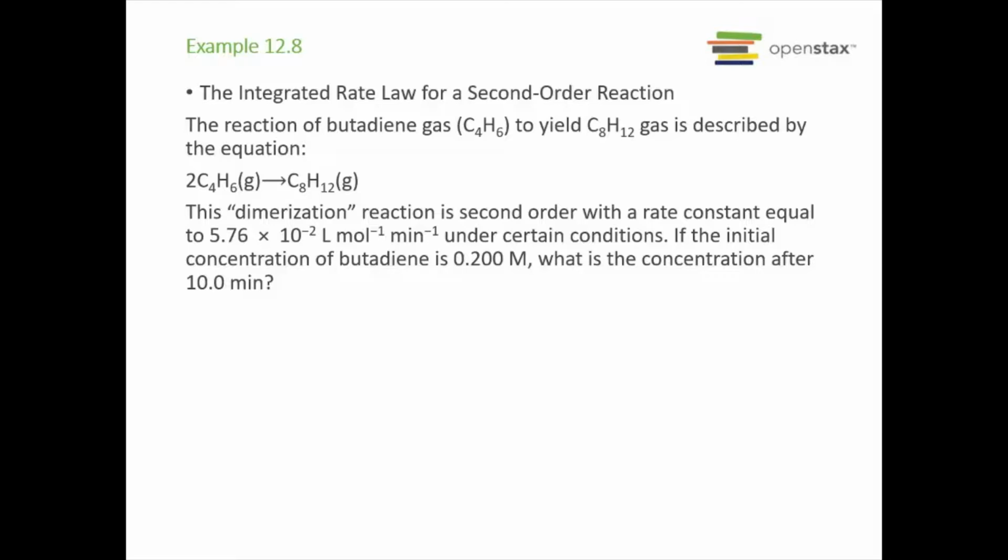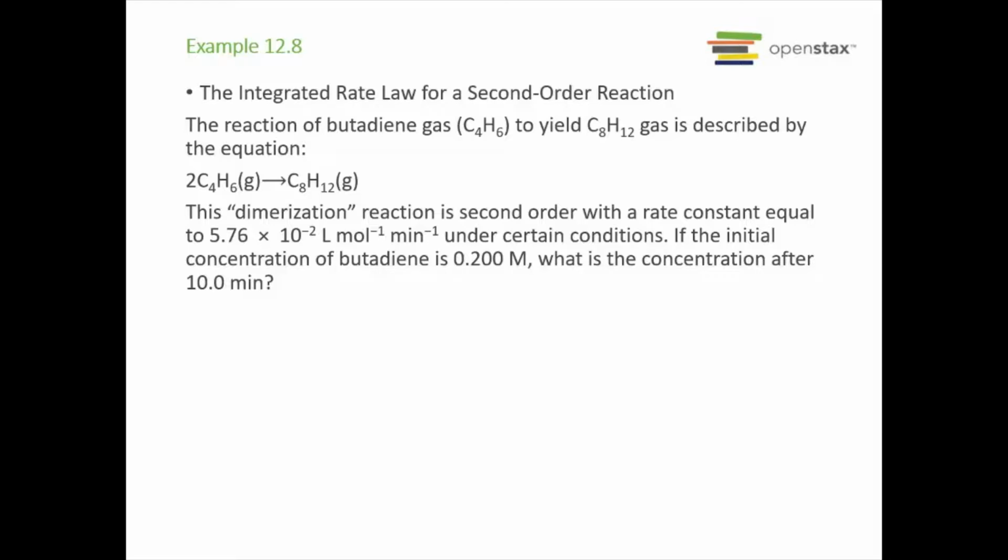So now let's go ahead and look at some examples. Starting with looking at the integrated rate law for second order reaction, we're told that the reaction of butadiene gas to yield C8H12 gas is described by the balanced equation there. This is called a dimerization reaction, and we're told it is second order with a rate constant equal to 5.76 times 10 to the negative second liters per mole per minute under certain conditions. If the initial concentration of butadiene is 0.2 molar, what is the concentration after 10 minutes?